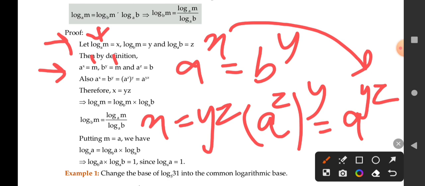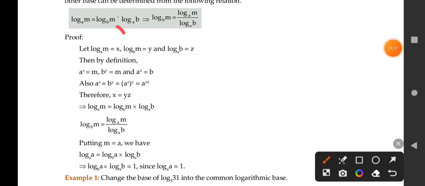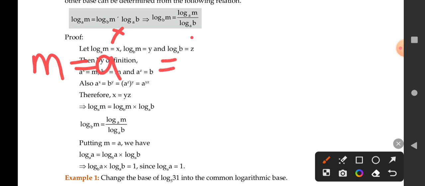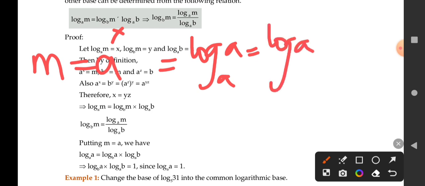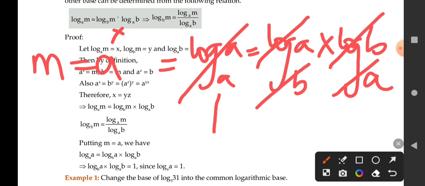Now what will happen if I put m equal to a? Okay, so now in this equation given above, this is multiplication. If I put m equal to a, let us expand. Log a to the base a is equal to log a to the base b into log b to the base a. This becomes 1, this gets cancelled, this gets cancelled. This also becomes 1. Okay, I hope you understood this.